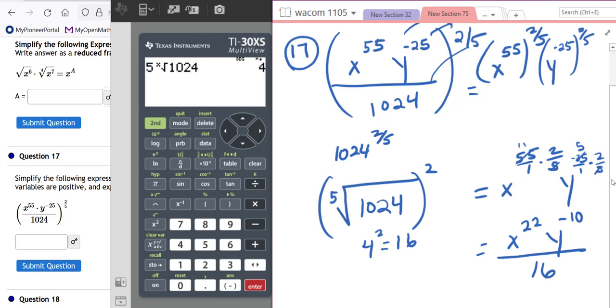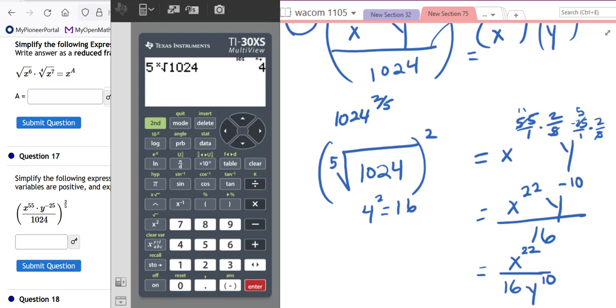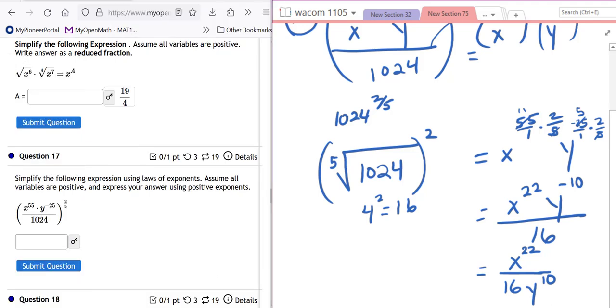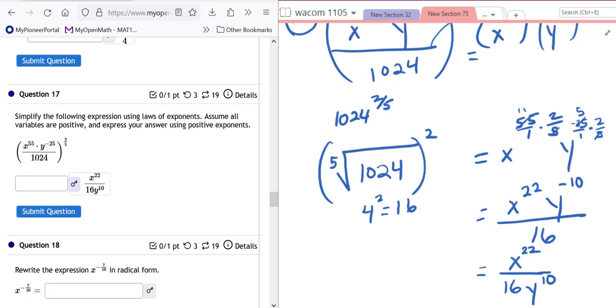And then your final step would be, you're not allowed to leave that negative exponent. So you will need to shift that y down. So x squared over 16y to the 10th should be our answer. Very good. You guys do okay with that one? That's a tough one.